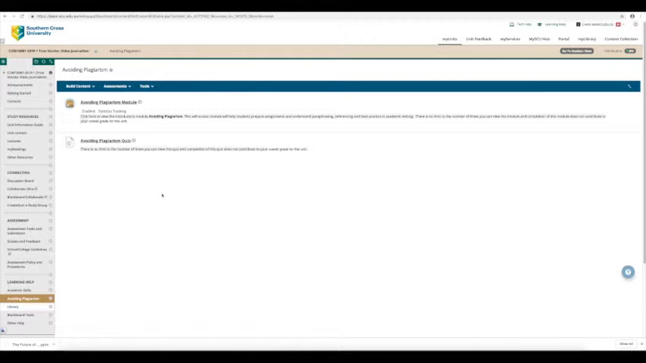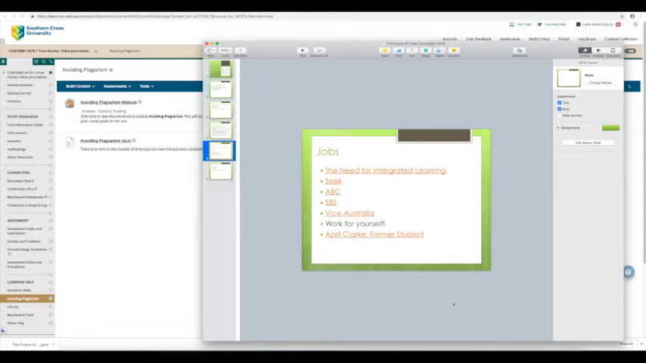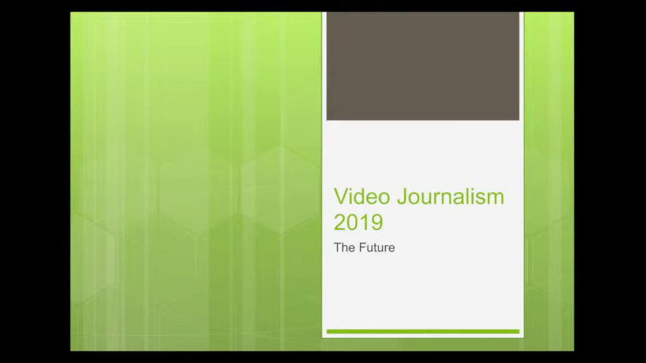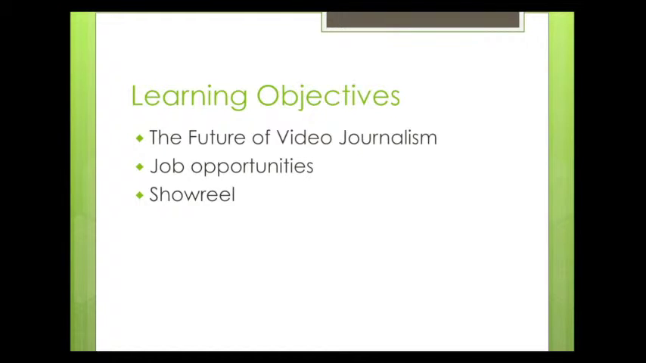Okay, so now what we're going to do, we're going to quickly go through the PowerPoint, and I won't spend too much time on it, but it's about the future of journalism, okay? So let's go through it. Video journalism 2019, the future. We're going to talk a bit about the future of video journalism, what sort of opportunities there are, and I'm going to put a show reel together to show you what my previous students have done. Now, they produced a whole news bulletin at Southern Cross Uni, and I put one together at Griffith Uni as well, and they came out really well.